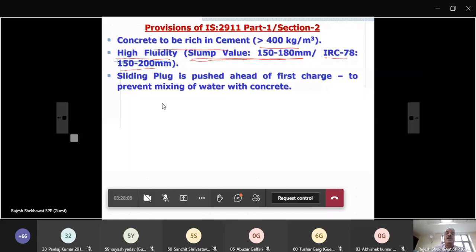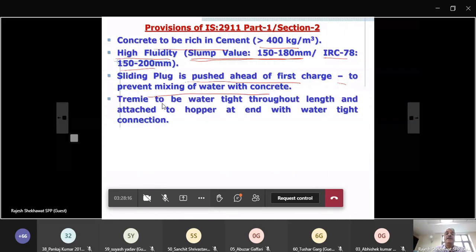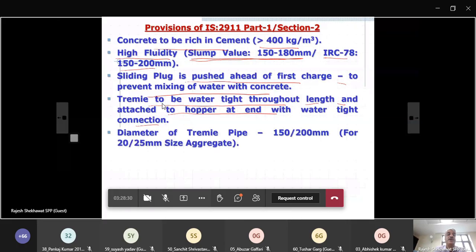And as I told you, the sliding plug is pushed ahead of the first charge to prevent mixing of water with concrete. That is also part of the IS code. And the tremie has to be watertight throughout its length. Otherwise, again, some water will enter and it will create problems. It is attached to the hopper at the end with watertight connections. All connections, everything should be watertight.